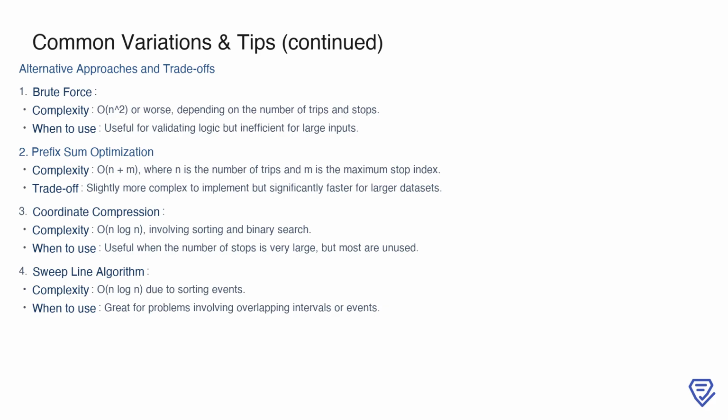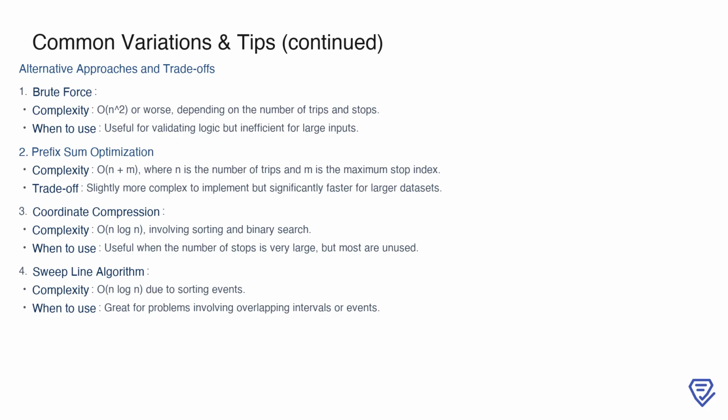When solving carpooling problems, it's also helpful to understand alternative approaches and their trade-offs. A brute force solution, for example, involves iterating through all trips and stops, resulting in a time complexity of O(n squared), or worse. While it's useful for validating your logic on small inputs, it becomes impractical for larger datasets. A more efficient approach is prefix sum optimization, which has a complexity of O(n + m), where n is the number of trips and m is the maximum stop index. Though slightly more complex to implement, it offers significant performance benefits for larger inputs.